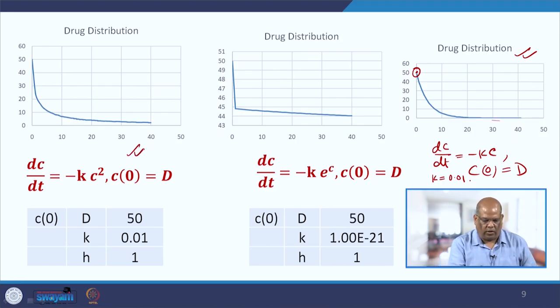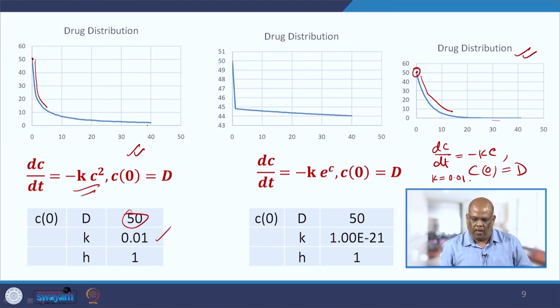Then we come to this law, which is now minus kC square. We have the same initial condition 50. The value of k is 0.01 and then it starts from 50, but because it is minus kC square, you can see that this decline is sharper than this decline. So with this minus kC square, the concentration of the drug will be used up rapidly with a sharp decline, and then it is going to some steady value.